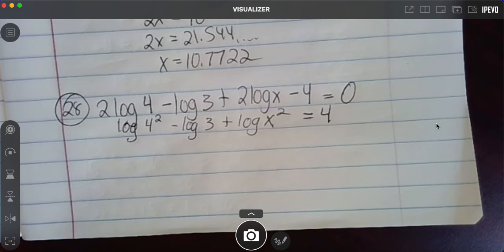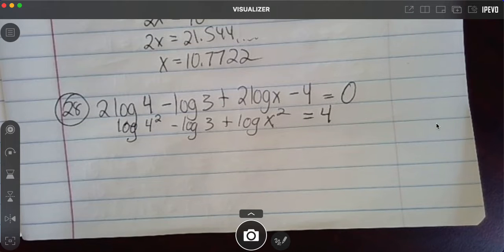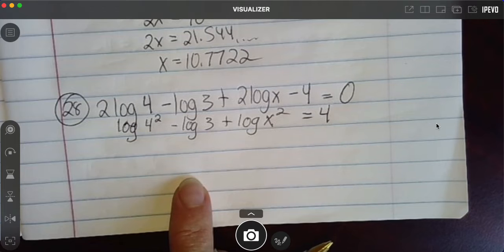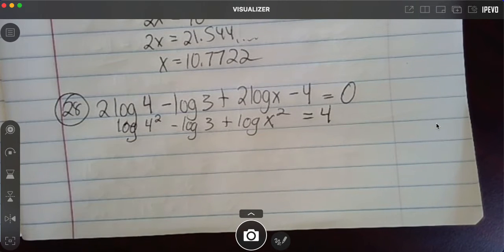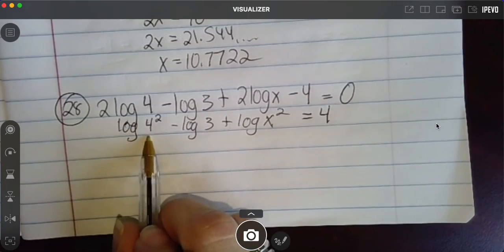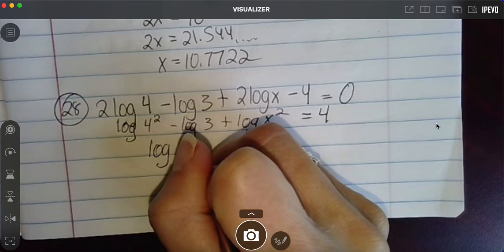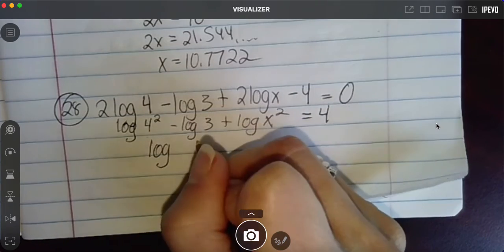Is everybody good with that first thing? All I did was I took any numbers out front and wrote them as exponents. Now, if I'm subtracting, it goes in the denominator. If it was adding, it goes where? In the numerator, because it would be multiplied. So 4 squared goes in the numerator. Can I just rewrite that as 16? Yes.